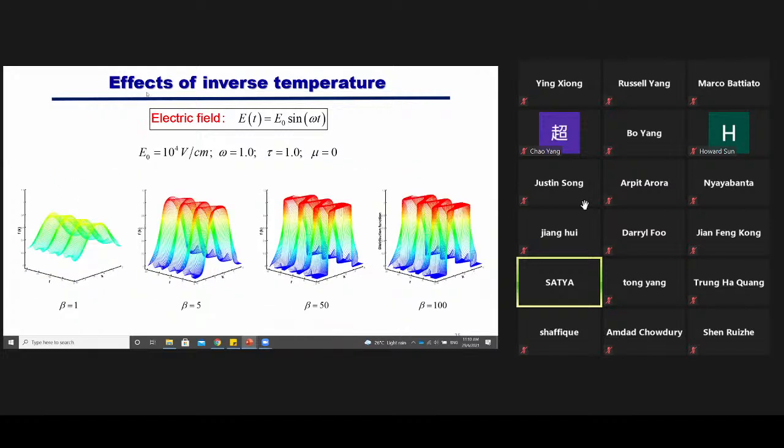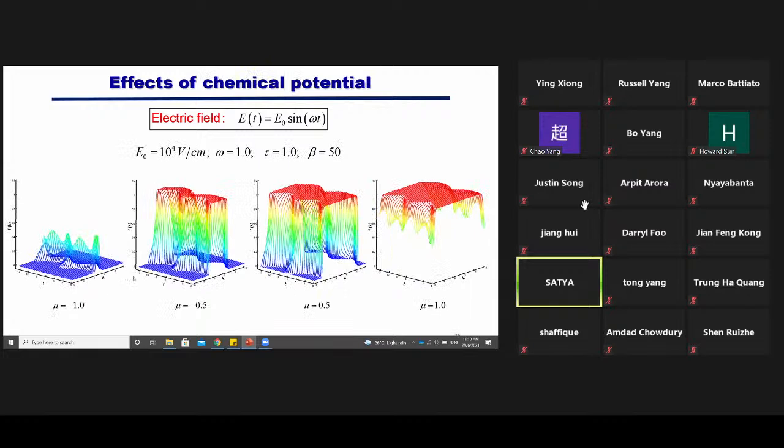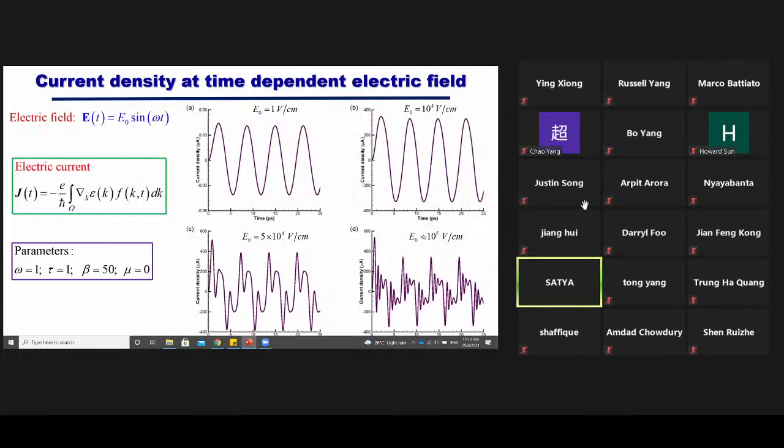This is similarly for the effect of inverse temperature, and here we get the dynamics of the Boltzmann equation at different beta values. Similarly, we get solutions at different values of chemical potential. Here we can see that the solution goes from the electron to the hole region. After that, we get the electric current density at time-dependent electric field.